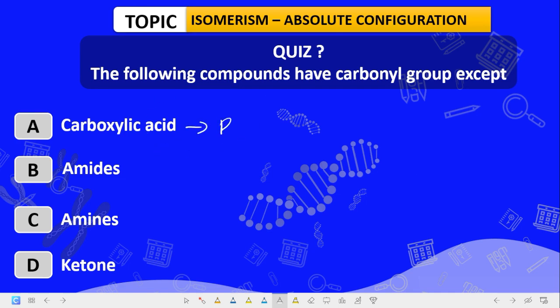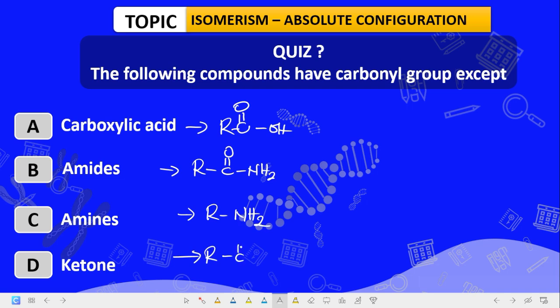If you look at the carboxylic acid, their general formula is C double bond O, and there you have OH. Now look at the amide. I told you that the general formula is C double bond O NH2. Now the amines are C NH2, and then the ketone is R C double bond O R. So it's obvious the one that has the carbonyl group and the one that does not. Carbonyl group is carbon and oxygen. Are you getting it? This one has a carbonyl group, this one has a carbonyl group, this one has a carbonyl group, but this does not have a carbonyl group. Hence, the correct answer is option C.